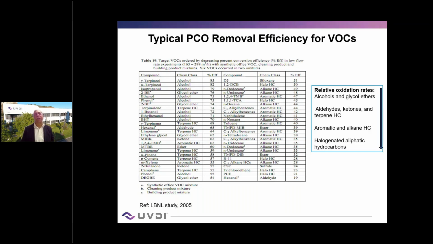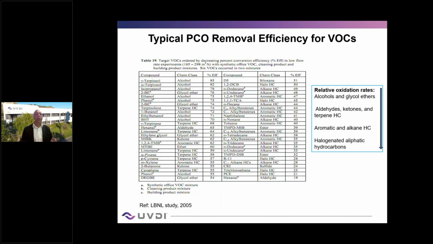So there's several studies on PCO. This is just one snapshot of a study done by Lawrence Berkeley National Lab, where they showed that you can have single pass removal efficiency all the way up to 85%, and in some cases it's 20%. And this is your relative oxidation rates of different chemical compounds which are occurring. So it does a good job. Again, if you're looking at single pass, maybe don't expect a 95% removal in a single pass. Like activated carbon technology would work for that.